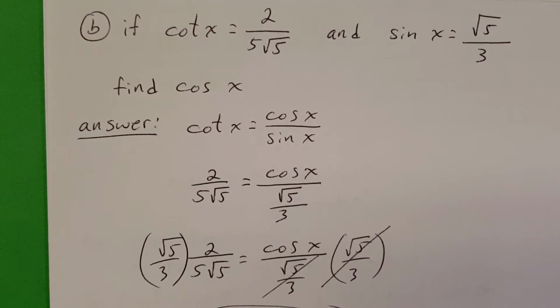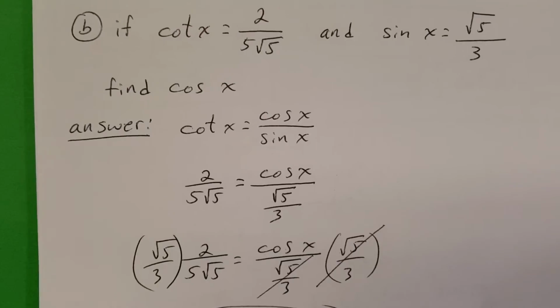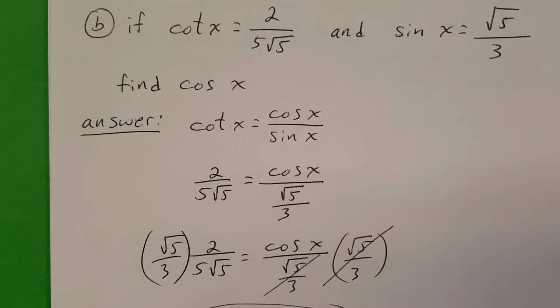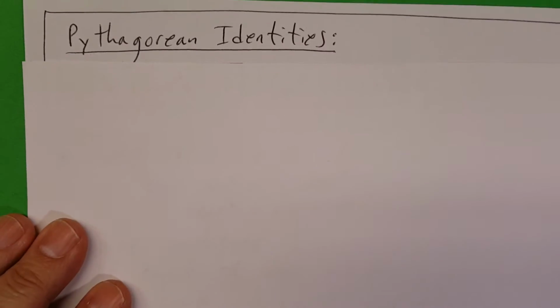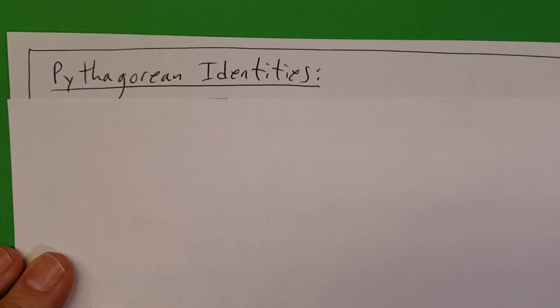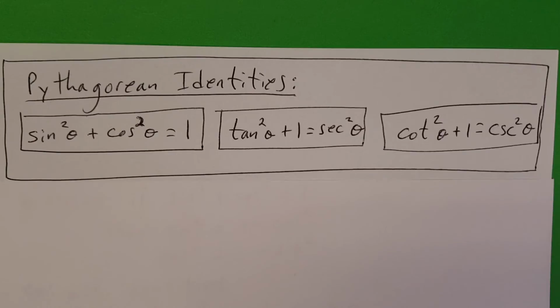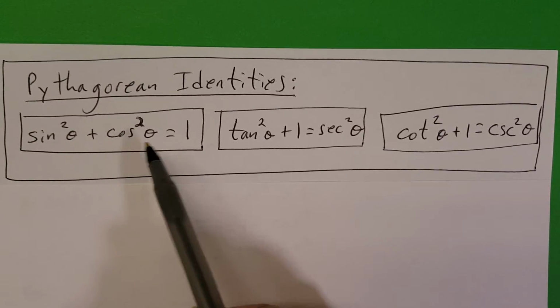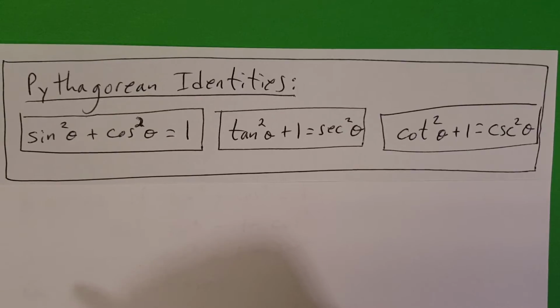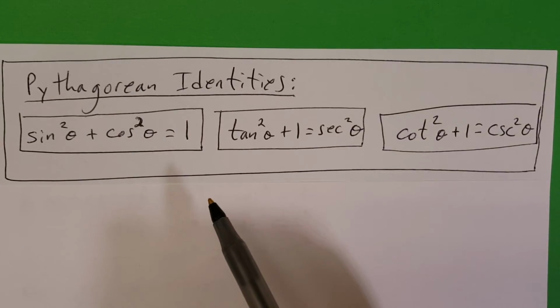Okay? Some more identities. There's lots and lots and lots of identities in this chapter. We are not going to do all of them, but we are going to do many of them. Here are some more identities. These are called Pythagorean identities. And you can see why. Because it's kind of like squared plus squared equals squared. Right? 1 squared is 1.